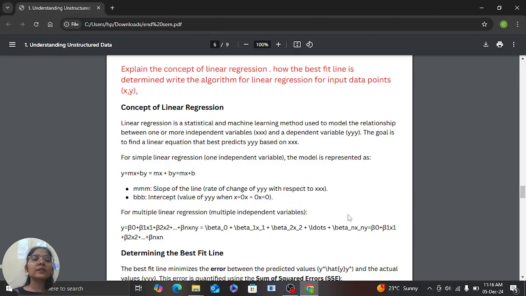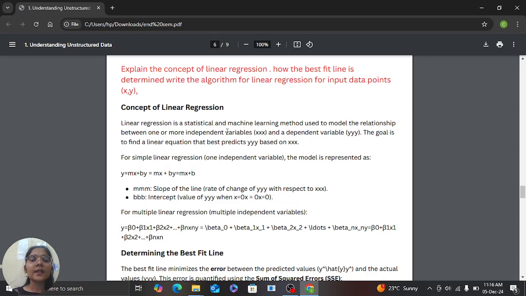Now, starting with our next question, explain the concept of linear regression. How is the best fit line determined? Write the algorithm for linear regression for input data points x and y. Now, starting with the concept of linear regression.